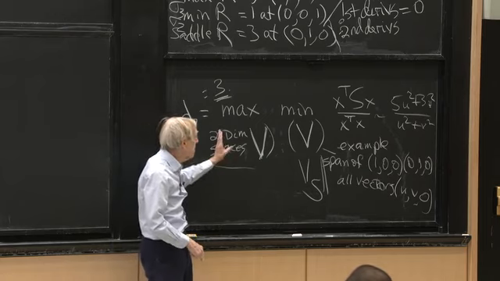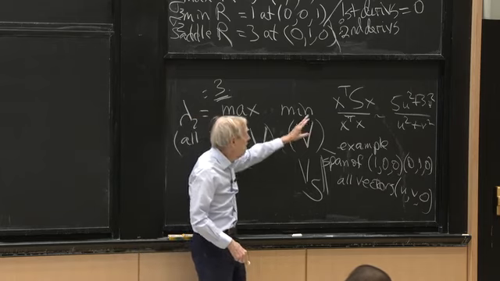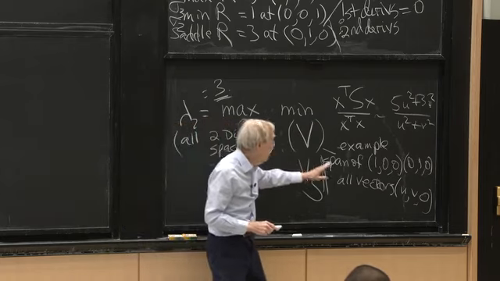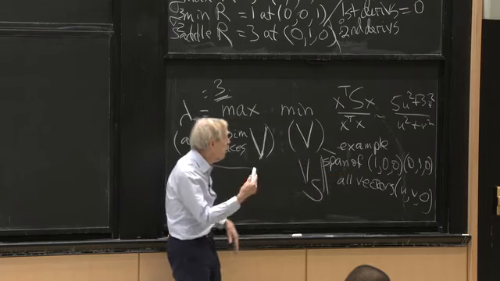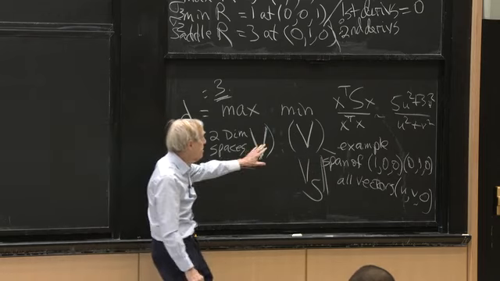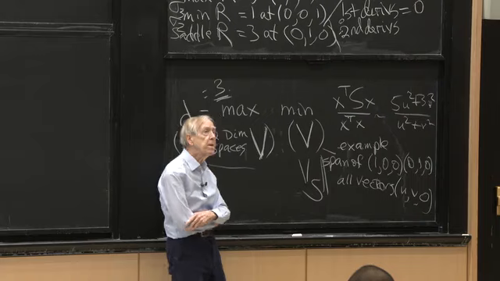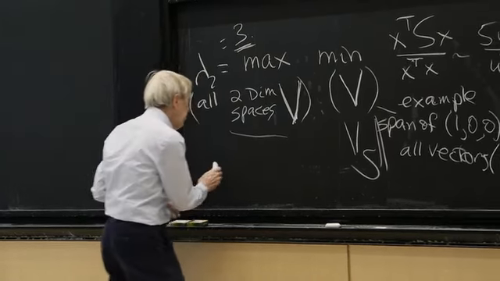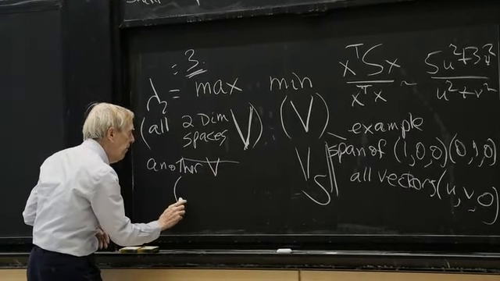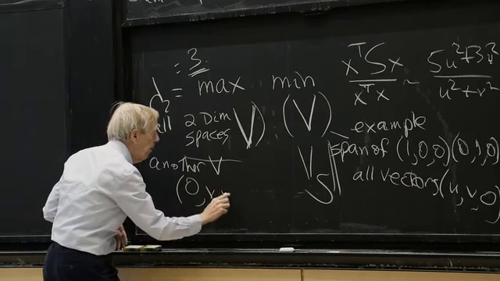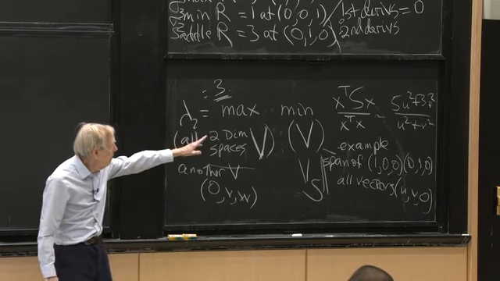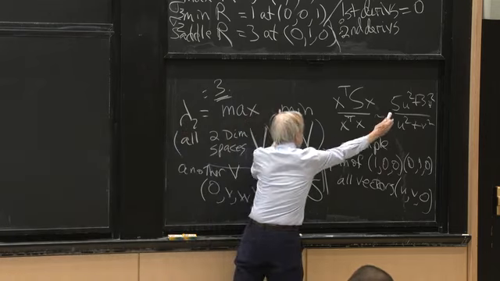It's a maximum over subspaces of a minimum of the Rayleigh quotient. If that subspace is exactly the perfect choice, this one, I get the value 3. And I'm claiming that's the biggest value I can get. Because if I pick any other subspace, suppose another v would be all vectors 0, v, w. What would I get for the minimum of this thing?